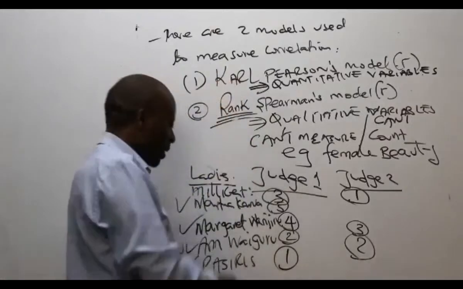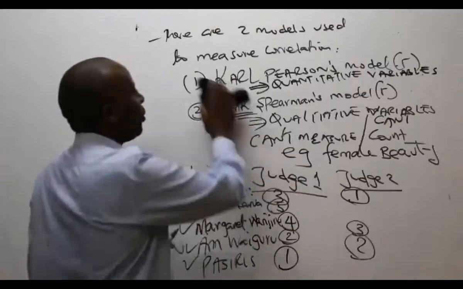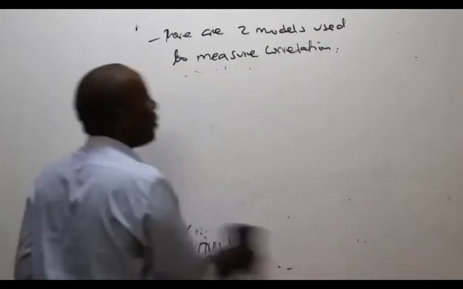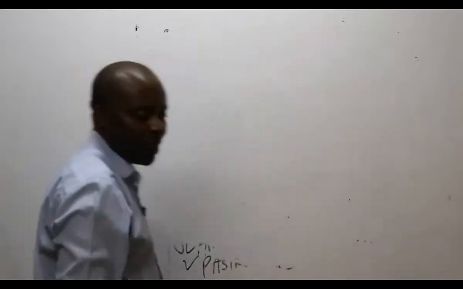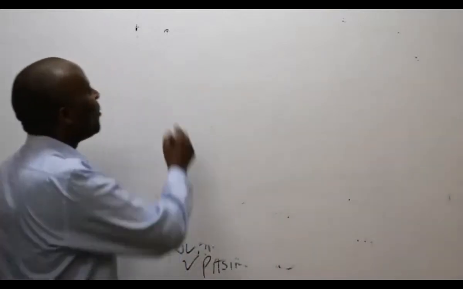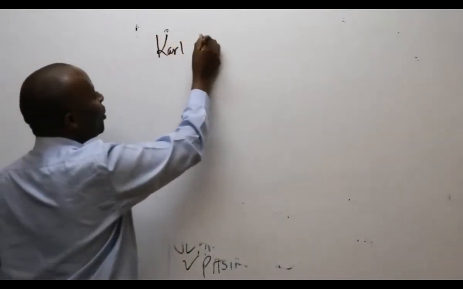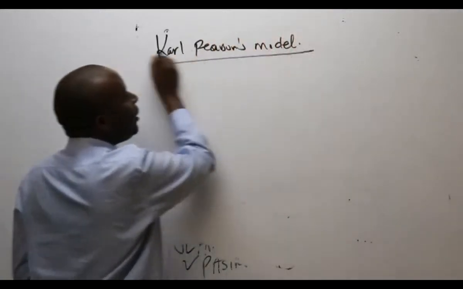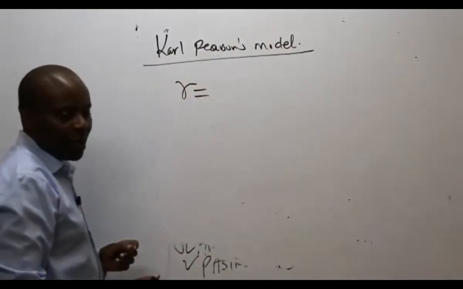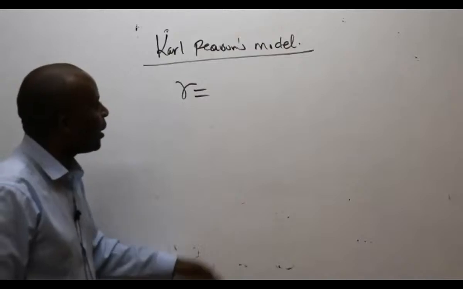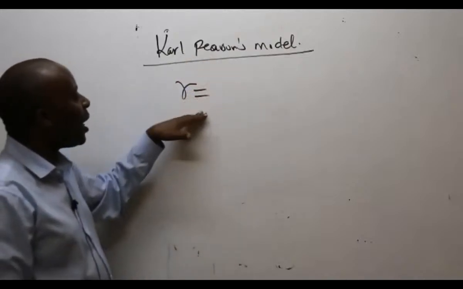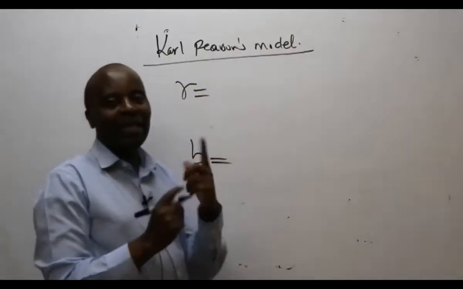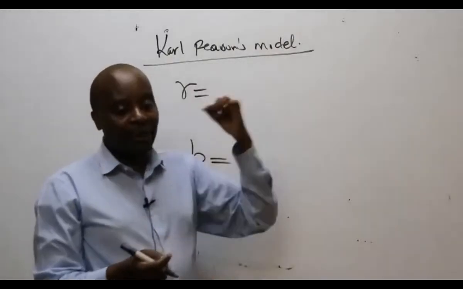Ladies and gentlemen, let's get back here. Please write for me there, Karl Pearson's model. For Karl Pearson's model, I need to know the formula of getting R. Anytime they mention Karl Pearson's model R, first of all I'll be forced to remember the formula of getting B, because there is quite a big relationship between B and R. And B is something I will never forget.